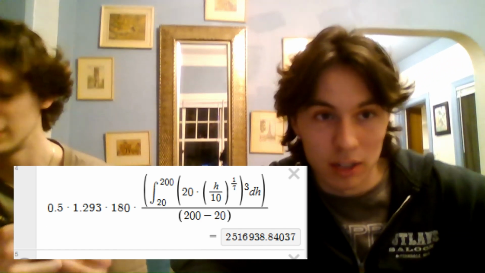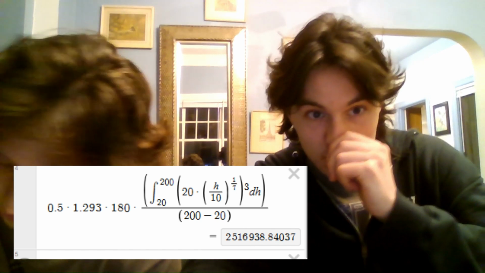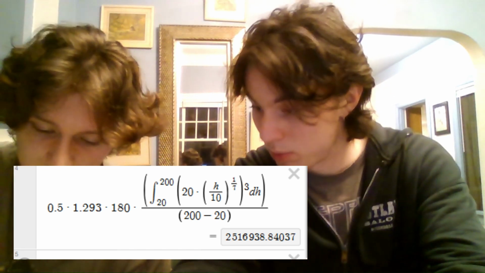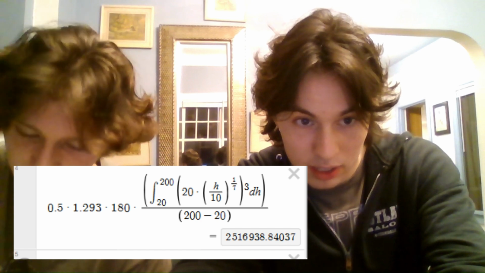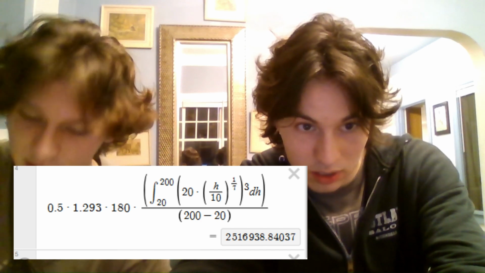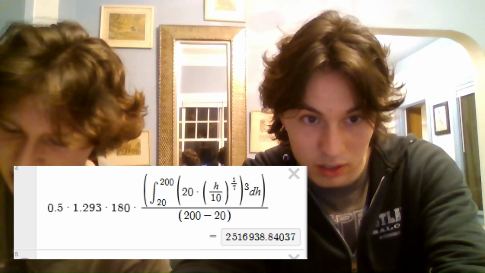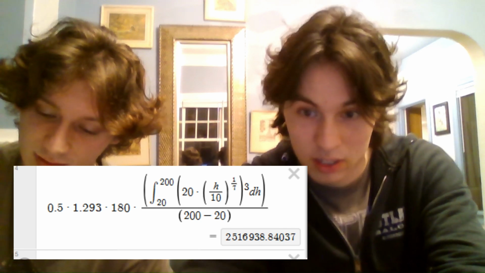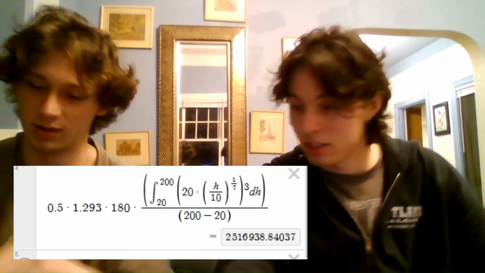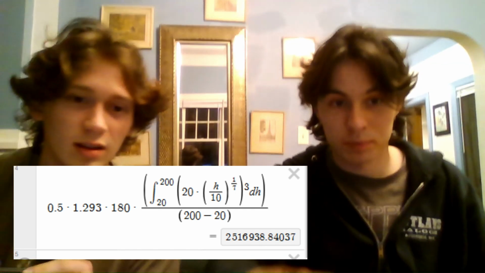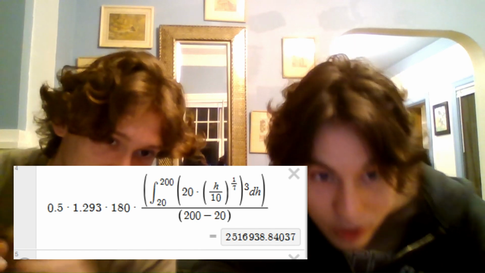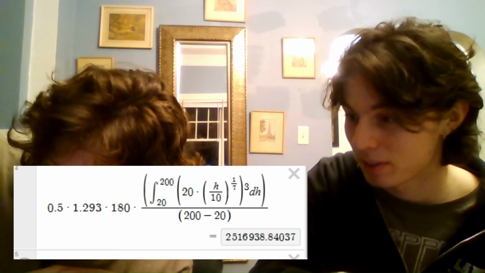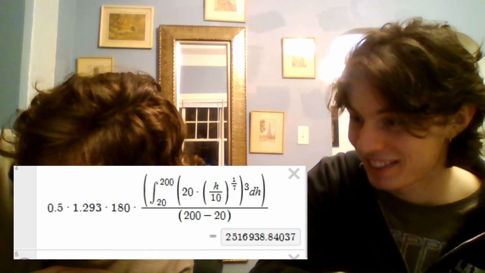Okay, cool. So that is going to be, well, no, hold on. I think you've got to write out the whole integral still. So it's going to be 0.5 times 1.293 times 180 times the integral from 20 to 200 of (20 times h divided by 10) to the 1/7, all to the third, dh, divided by 180. Not times 1/3. Get rid of that. And that gives us 2.5 million watts, or 2.5 megawatts. So you can do a capital M and a W. 2.5 million watts.